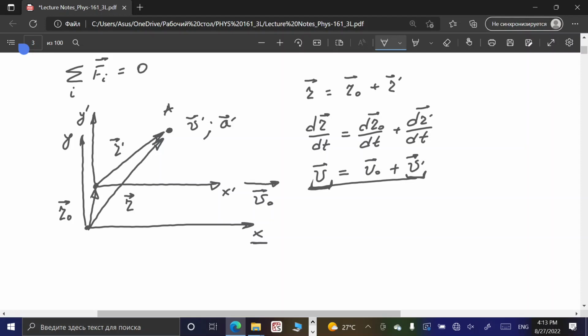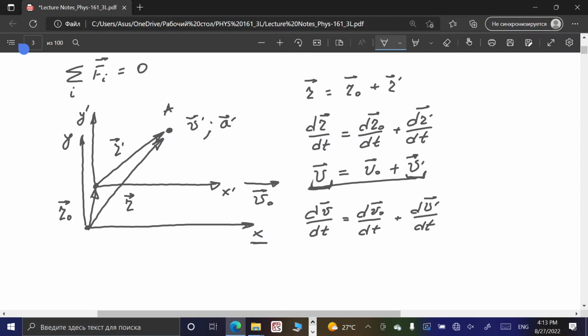So let us follow this trend. We know also how we define acceleration. It's the first derivative of velocity vector over time. So let's write it down here. dv vector over dt is equal to dv naught vector over dt plus dv prime vector over dt.